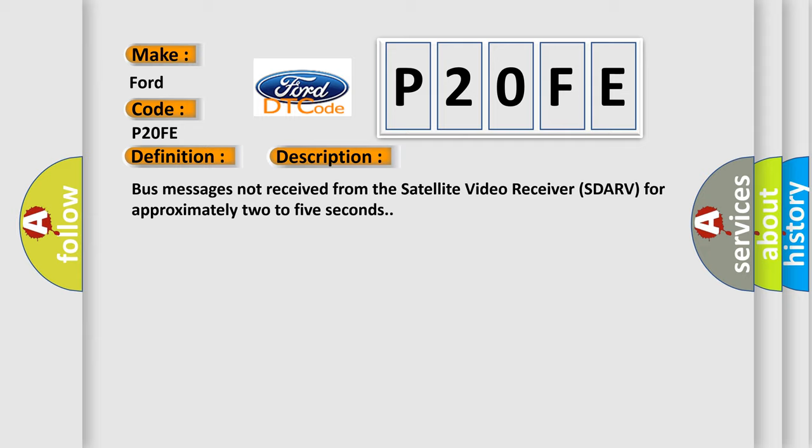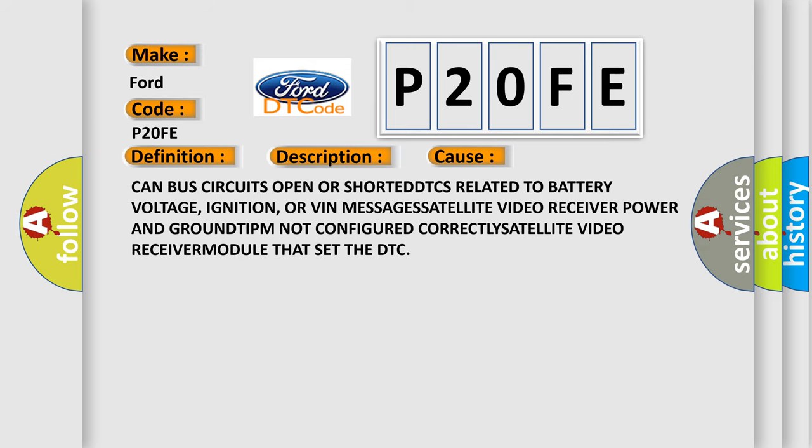This diagnostic error occurs most often in these cases: CAN bus circuits open or related to battery voltage, ignition, or VIN messages, satellite video receiver power and ground, TIPM not configured correctly, or the satellite video receiver module that set the DTC.